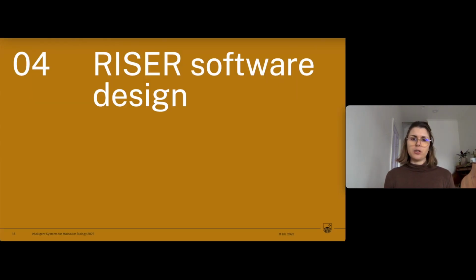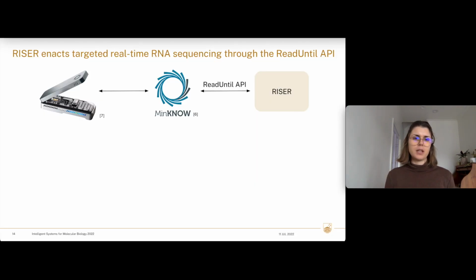Now for an overview of the design of the RISER software. So on the left we have the MinION sequencing device. In the middle we have MinKNOW, which is the commercial software provided by Oxford Nanopore to control the sequencer. And then also provided by Oxford Nanopore is the Read Until API, which is essentially an API that exposes some functionality in MinKNOW so that third-party software can control the sequencer.